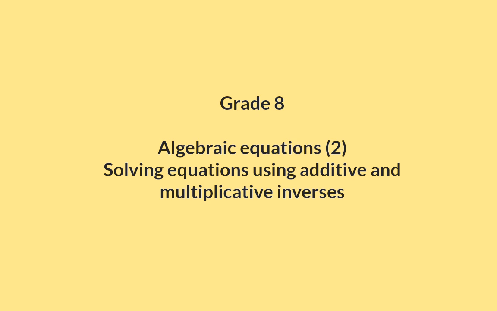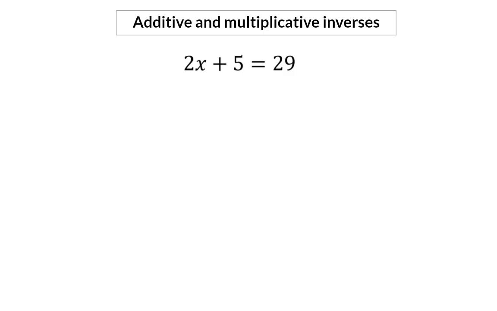In this video, we're going to have a look at how to solve algebraic equations step by step by making use of additive and multiplicative inverses. When solving an algebraic equation, you want to rearrange the equation in such a way that you get the variable or unknown alone on one side, because then you have a value for the unknown. For this, we're going to make use of inverse calculations.